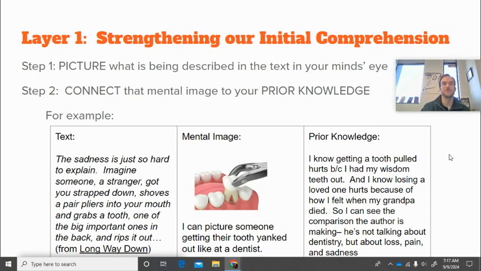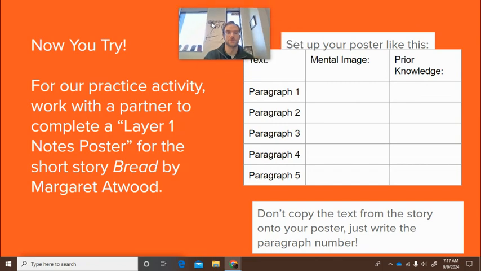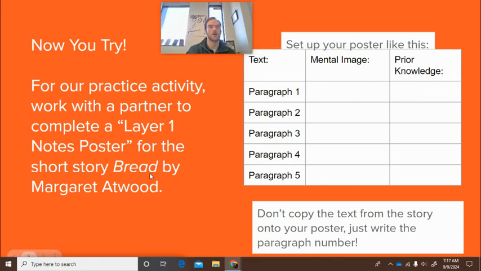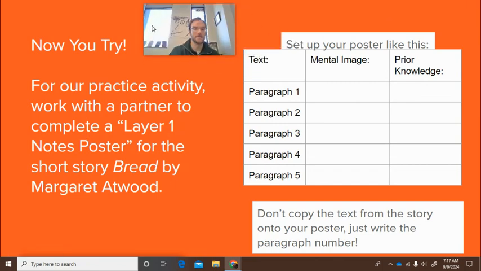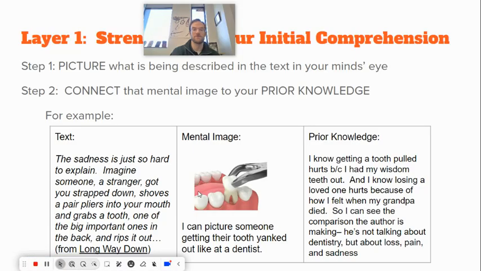And so I'm asking you to do exactly that for the short story called Bread. We are going to read the short story called Bread by Margaret Atwood. It's divided into 5 paragraphs, and for each paragraph, I want you to come up with the mental image. You don't have to sketch it. If you want to, you can, but you can just describe it.